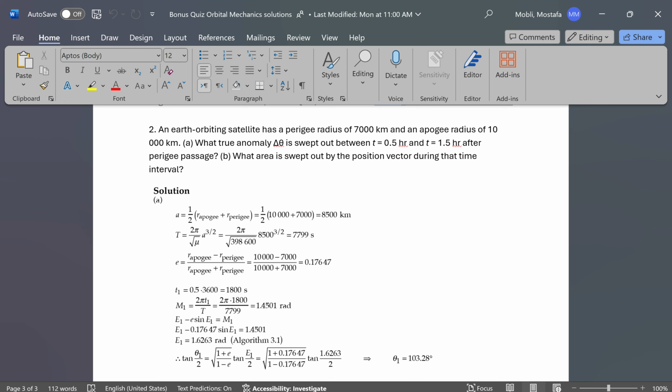If you do the calculation, your e is going to come out to be 0.17. Okay. And your mean anomaly of the orbit, doesn't really matter which method you use, is going to come out to be, for the first one, for half an hour, let's just make sure. Yes, half an hour. It's going to be 1.45 radians. Okay, so what is the next step? Can I get a value from this equation, or do I need to do trial and error?